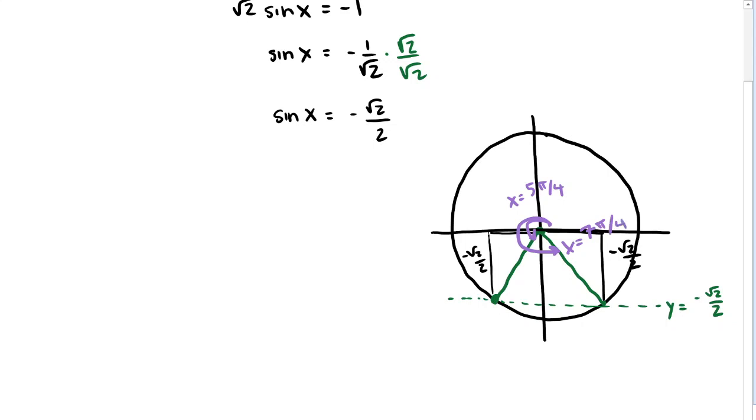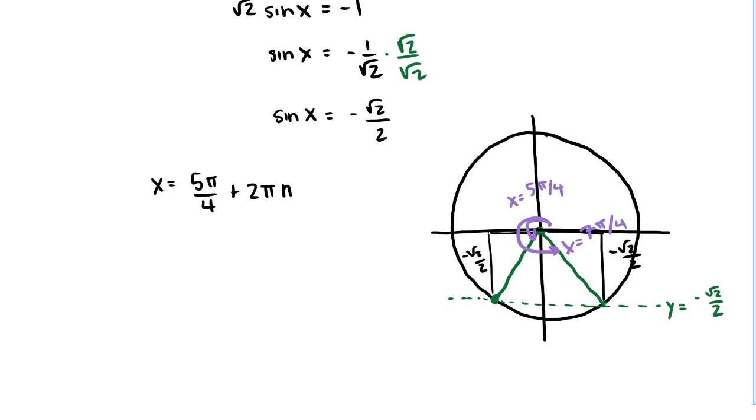Of course, these are only two of the many angles that satisfy this equation. Any coterminal angle will lead to the same position and give us the same y coordinate. And so here, really what we're looking for is x is equal to 5 pi over 4 plus any whole number multiple of 2 pi. So I'm going to write 2 pi n, where n is any number like 1, 2, 3, 4, or negative 1, negative 2, negative 3, negative 4, anything like this, where n is an integer.